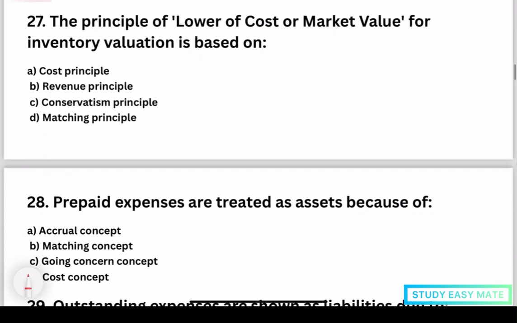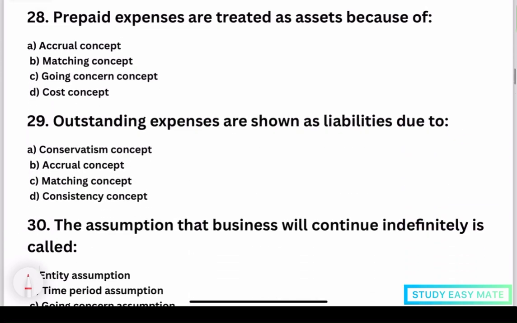So 27, the principle of lower of cost or market value for inventory valuation is based on the conservatism principle. It is the conservatism principle because it ensures that the potential losses from declining inventory values are recognized immediately, while potential gains are not recognized until realized, right?